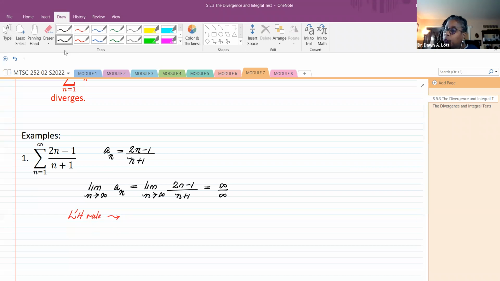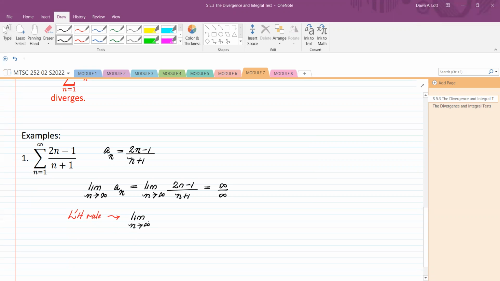So when I invoke L'Hopital's rule, I get the limit as n approaches infinity. Johnny, question?